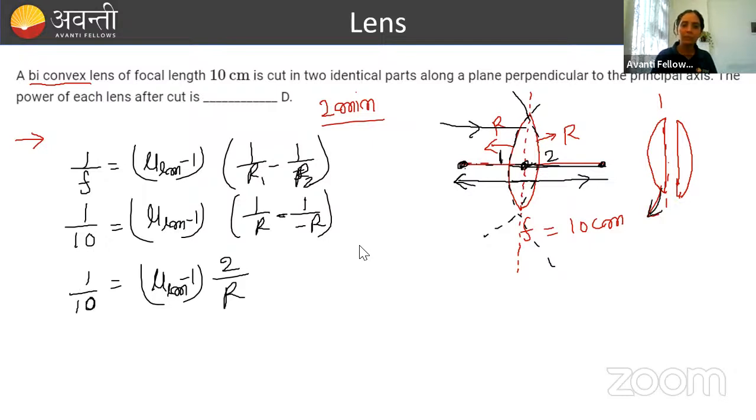Now let's calculate the focal length of this cut part. If you're going to calculate its focal length, 1 by f will be equal to mu L minus 1.